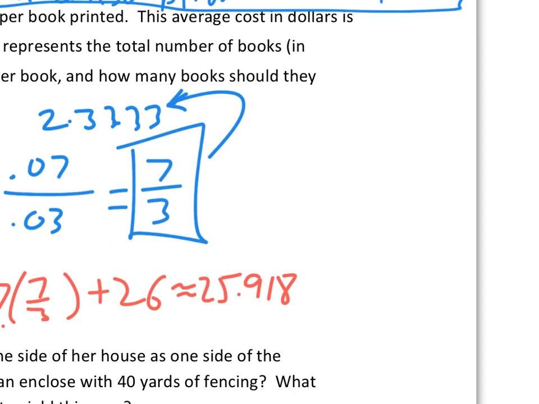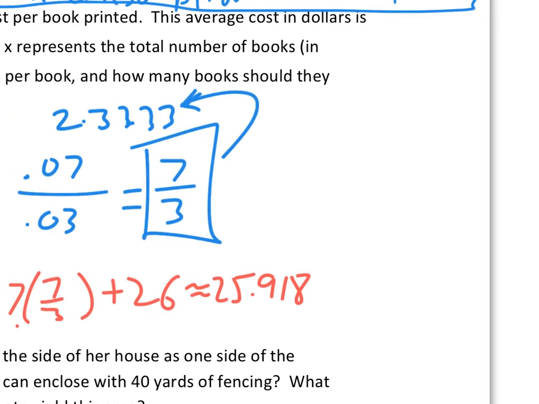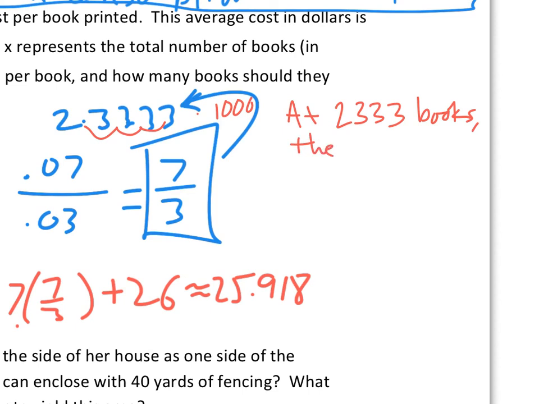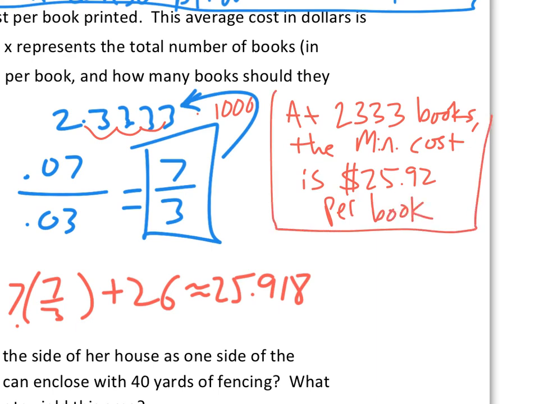So let's multiply this decimal number now times 1,000. And we have 2333, so moving that decimal over, 2,333 after we multiply by 1,000 books. The minimum cost is $25.92 per book. All right. There we have it. Okay.